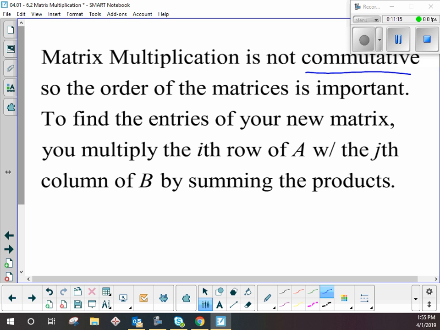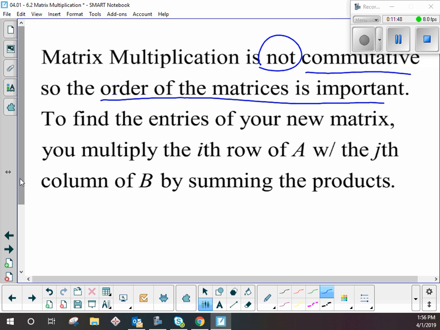Okay, this is not true for matrices, which is what this part of your notes is saying. Matrix multiplication is not commutative. So the order of the matrices is important. So matrix A times matrix B doesn't equal matrix B times matrix A, except maybe sometimes on accident. But it's not a rule that you can count on. In fact, sometimes one order can't even be done at all, and the reverse order can, depending on the dimensions.